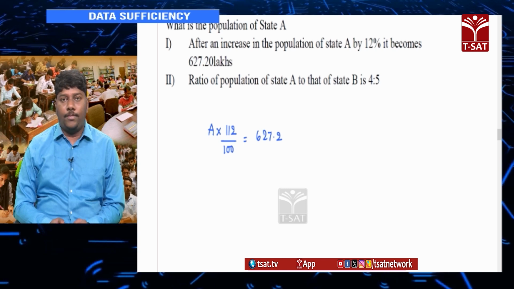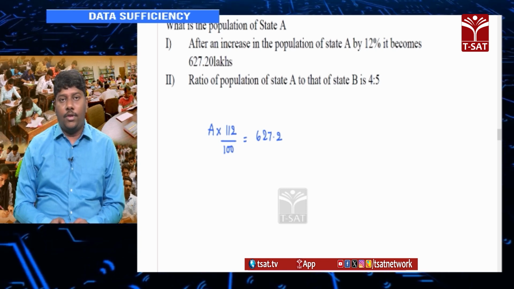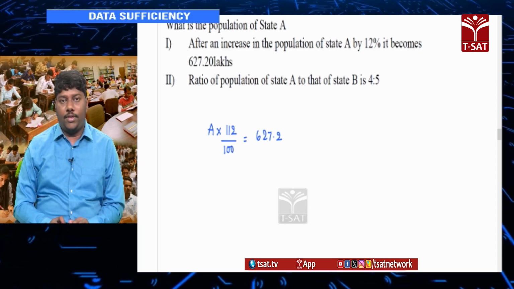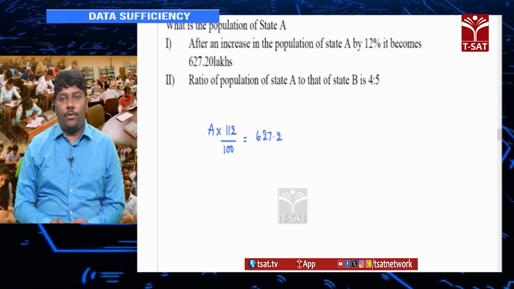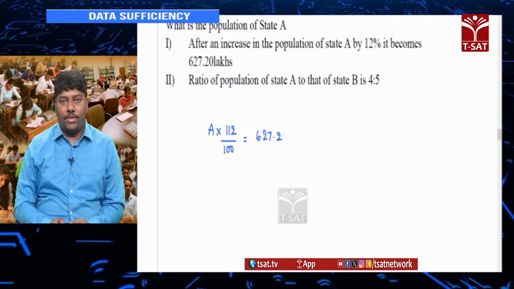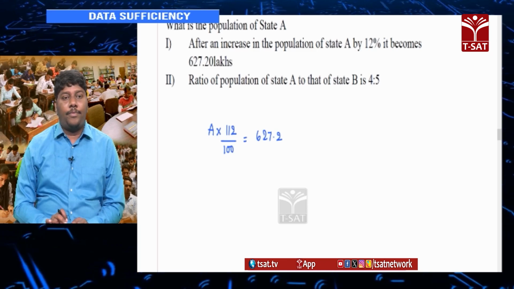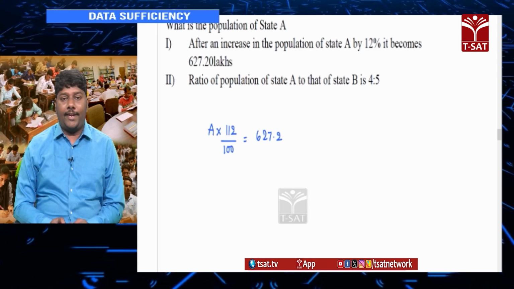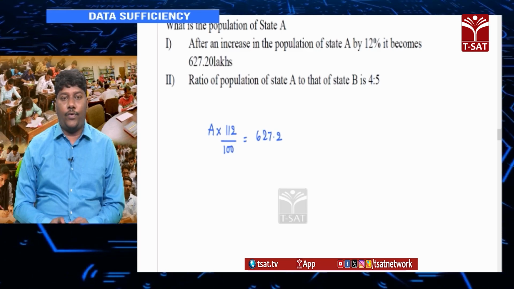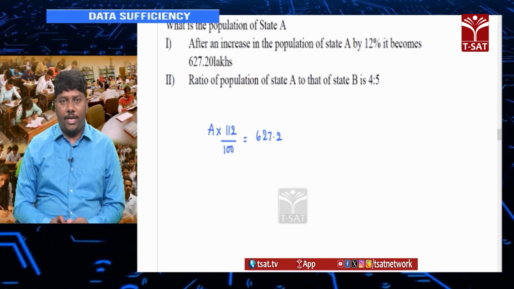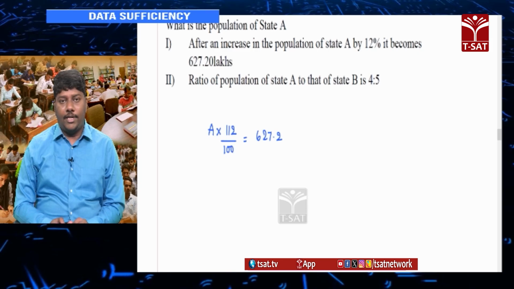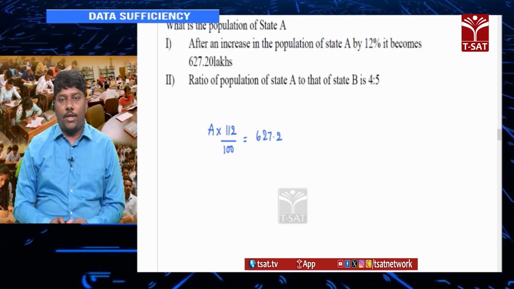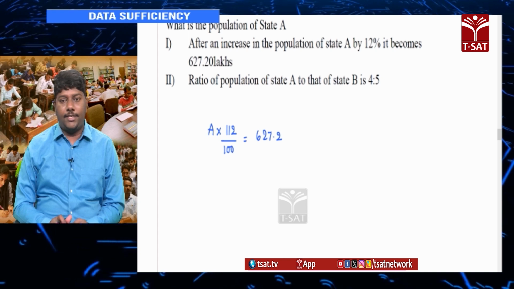Now let's check 2, because if 2 is also true, then we go for option C, because both alone are sufficient. If the second statement is not true, then 1 alone is sufficient. Now what is given in statement 2? Ratio of population of state A to that of state B is 4:5. We don't need B because he is asking you the population in state A. So we don't need B. So our answer is what? 1 alone is sufficient. Option is A there.